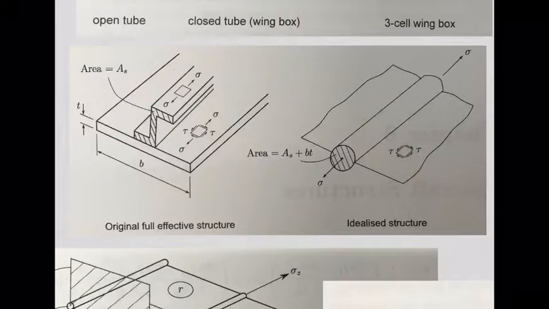So we are going to talk about this. How can we move from a full effective cross-section to an idealized cross-section? Very simple. We're going to do a lot of simplifications. For example, the stringer or stiffener that you have there, or the skin here. Usually the stress state that you have is a direct stress and the shear stress.